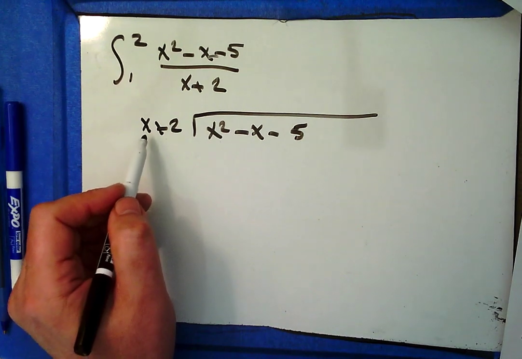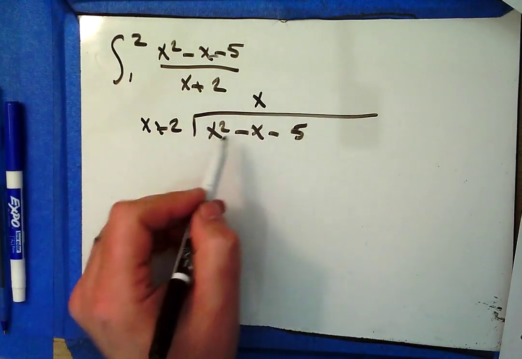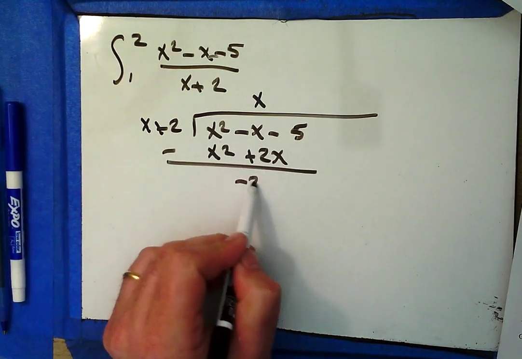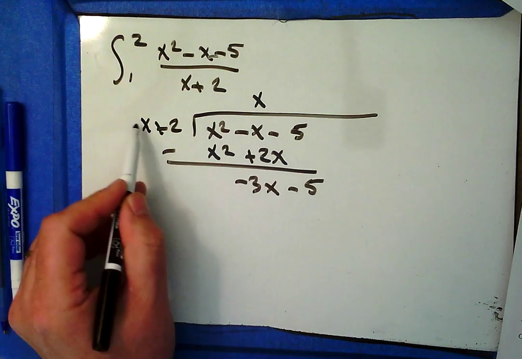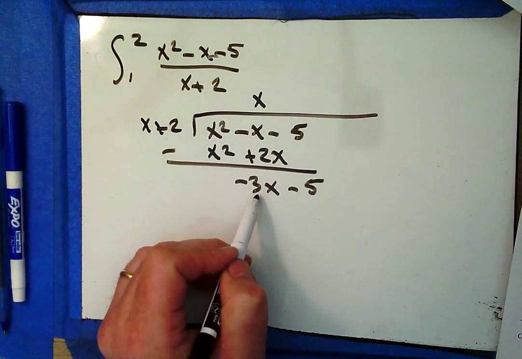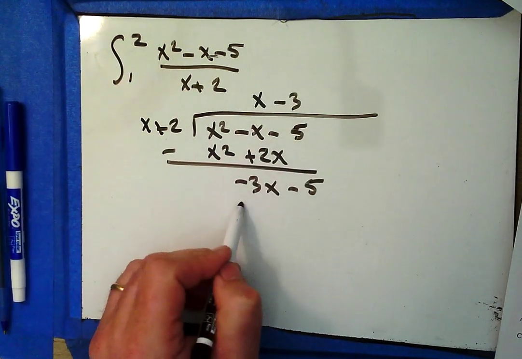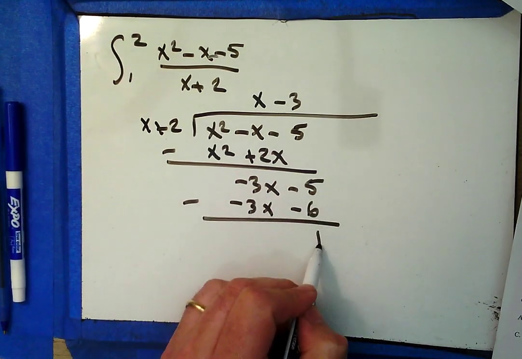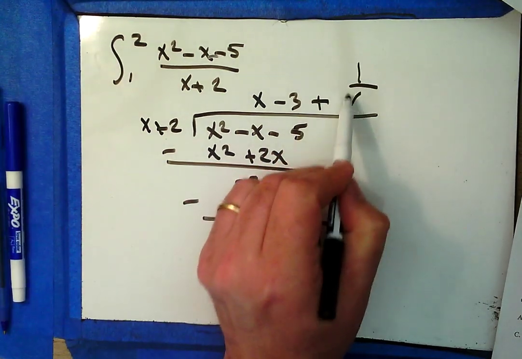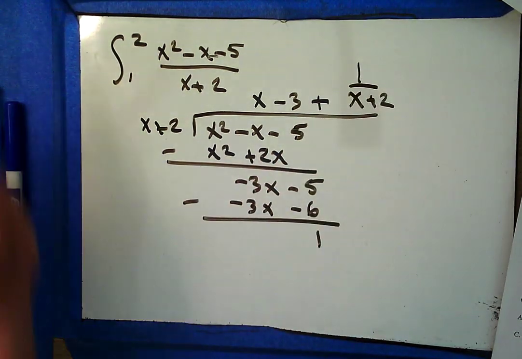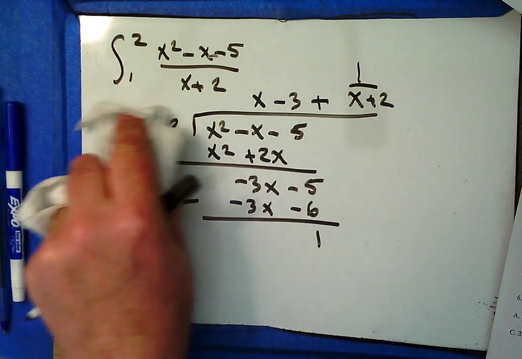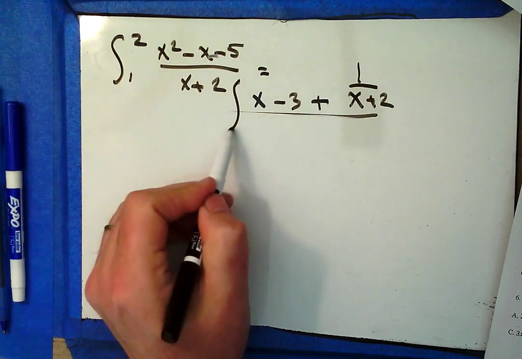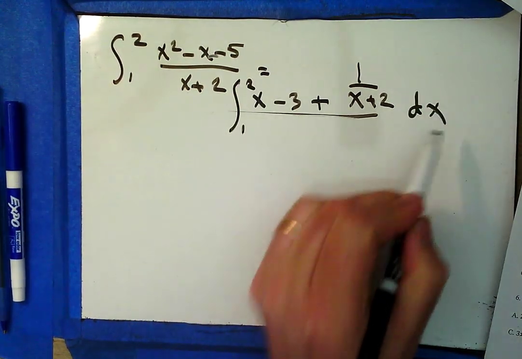And I'm going to say, okay, x times what makes x squared? That's x squared plus 2x, and subtract, minus 3x minus 5. What do I have to multiply this by to turn it into this? I want a negative 3. Negative 3x minus 6, and then I subtract, and I get 1. So this is plus 1 over x plus 2. So this integral that I couldn't integrate here now becomes the integral from 1 to 2 dx of this.